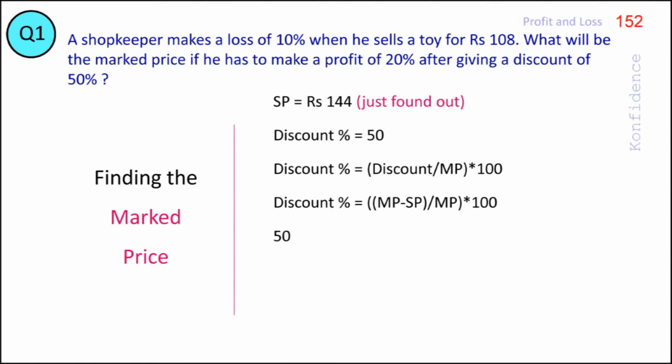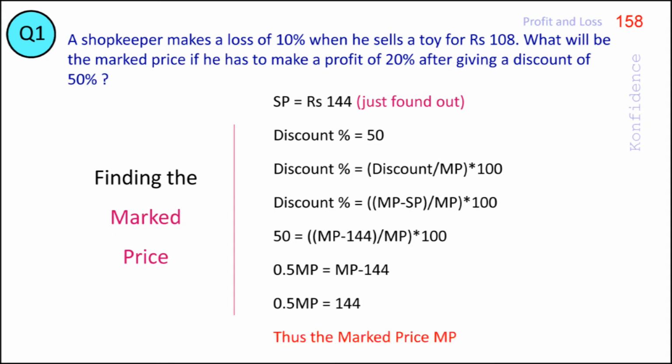Substituting the values, we have 50 equals MP minus 144 whole divided by MP into 100, or 0.5 MP equals MP minus 144. 0.5 MP equals 144. Therefore, the marked price MP equals rupees 288. So we understand that the MP has to be rupees 288 to satisfy the requirements given in the question.